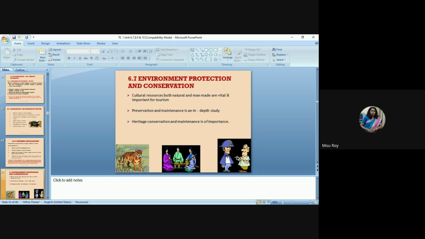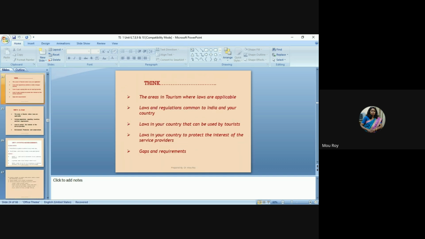So we need to conserve the heritage, and its maintenance is very important. Hotels especially have different types of certifications, including sustainability and environmental protection. A lot of certifications they procure from different governments and tourism organizations.